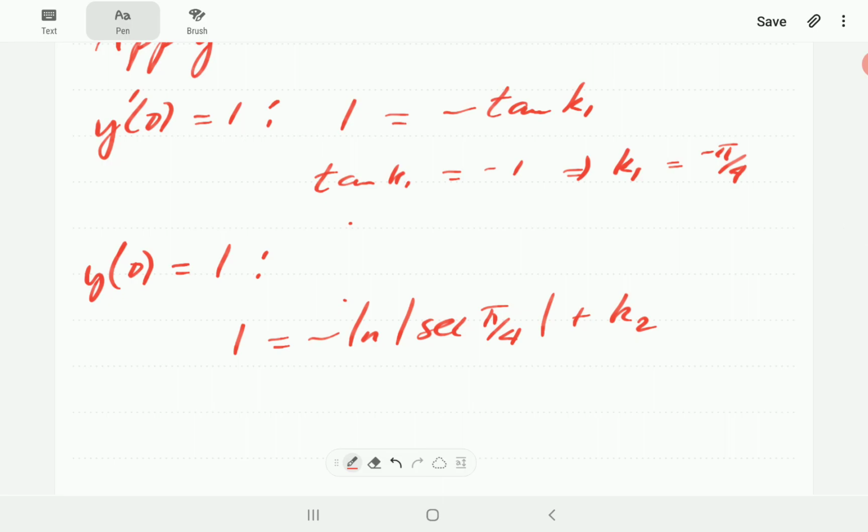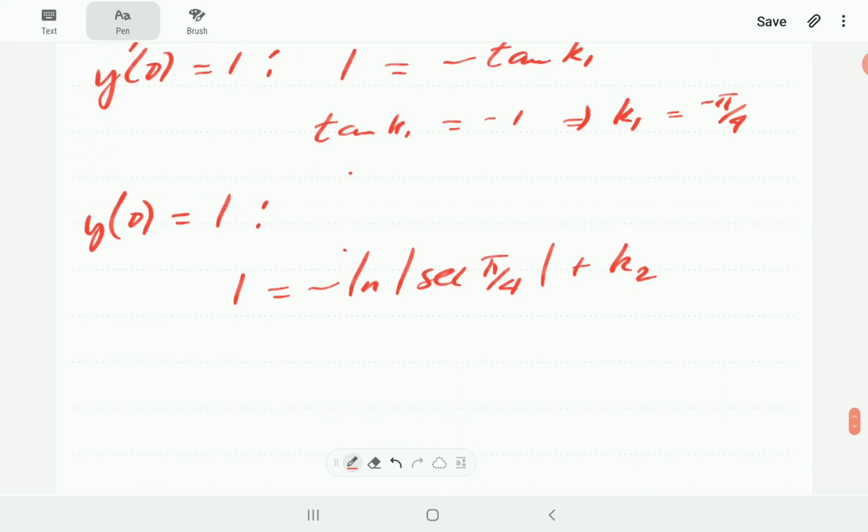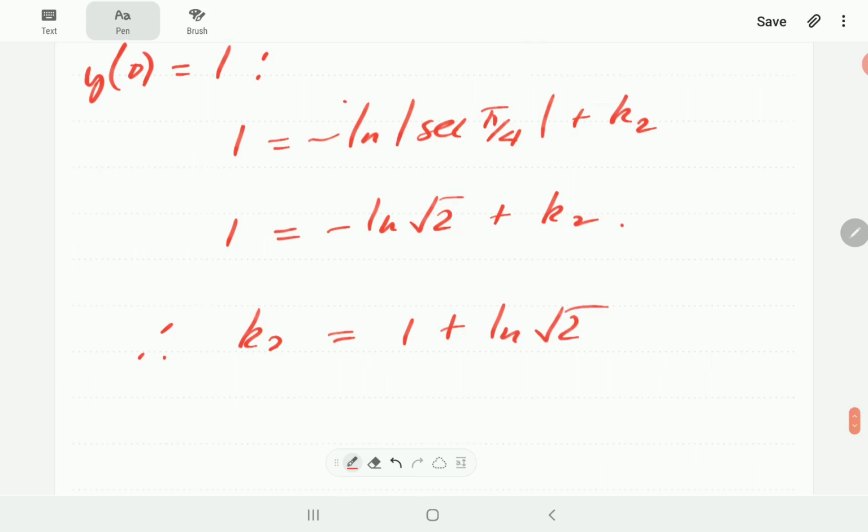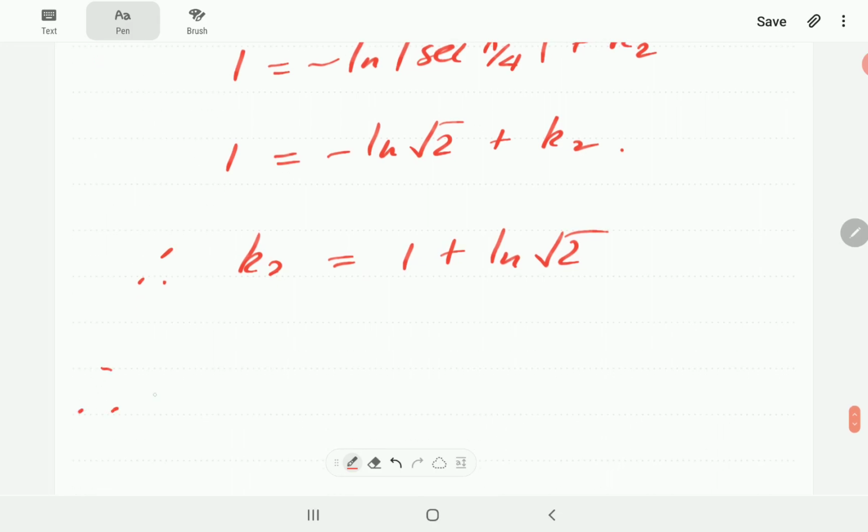Now, secant of pi on 4 is the reciprocal of the cosine of pi on 4. Cosine of pi on 4 is 1 over root 2, so this one is going to be root 2. So this is telling us that k2 is going to be 1 plus ln root 2. We are now in a position to write the particular solution.